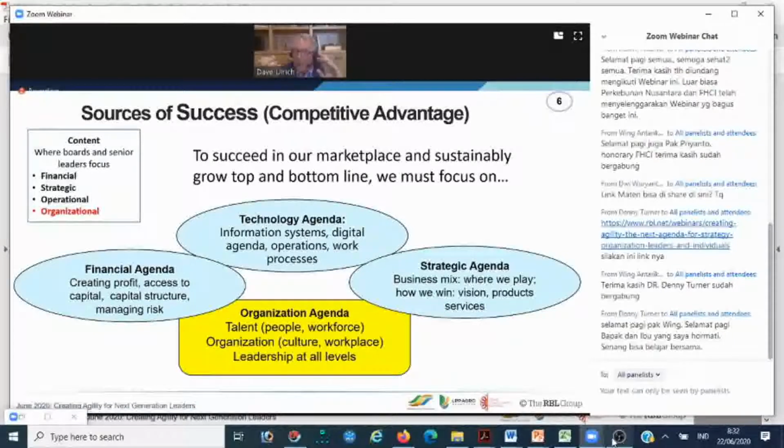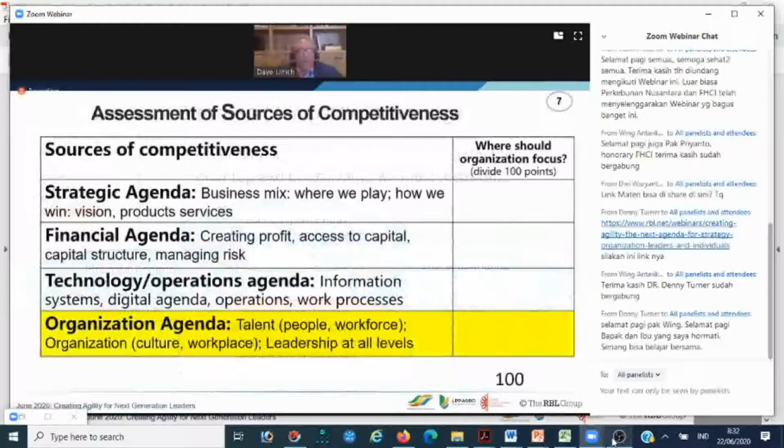Now, what is that organization? It's our talent, the people, the workforce. It's our organization, the culture, the workplace, and it's leadership that combines those. We need to recognize as members of boards and senior leaders or leaders throughout a company, that we've got to manage strategy, technology, and financial through the organization we create.